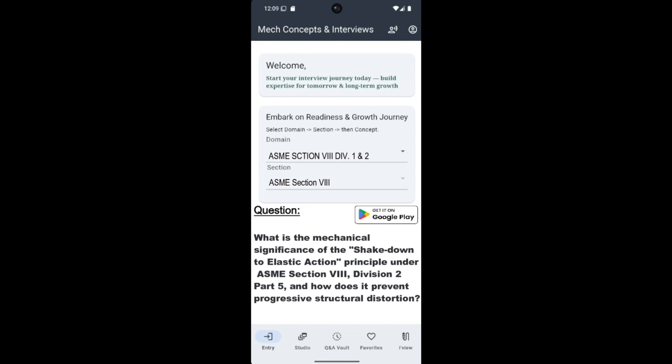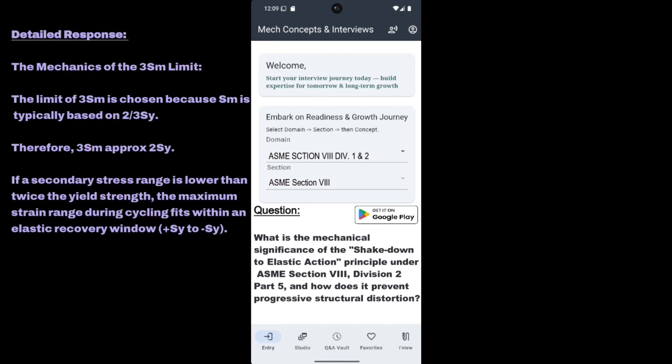It is akin to taking a brand new heavy-duty industrial spring and intentionally compressing it until it bottoms out once. It yields slightly, takes a permanent set or shape, but from that point forward, it operates perfectly elastically within its newly established operational range. Is that an accurate representation of the residual stress shield? Yes, that perfectly illustrates the mechanics at play. The 3 S sub m threshold is the mathematical boundary that guarantees the spring can take that permanent set without breaking. How does the math correlate to the yield strength?